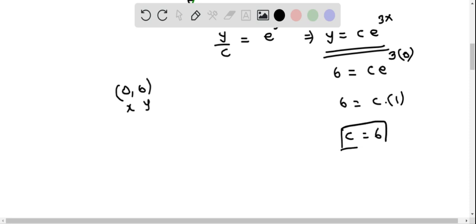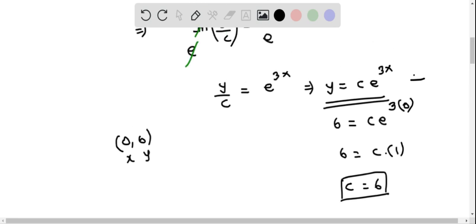Now we substitute this value of c into the general equation, which will give us the equation of the curve. So therefore the equation of the curve is y equals, replacing c by 6, 6e raised to the power of 3x. So this is the equation of the curve.